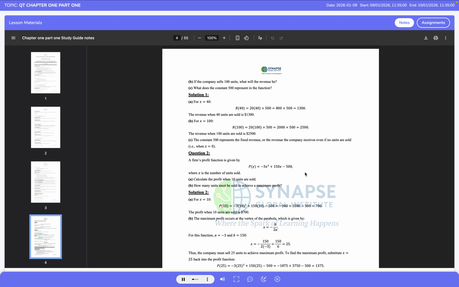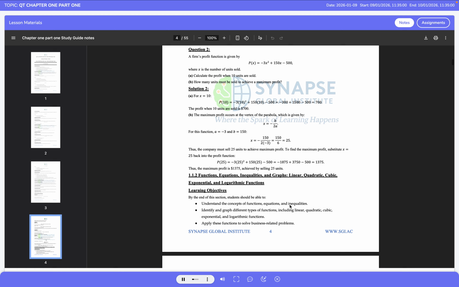In part B, we are asked how many units must be sold to achieve maximum profit. The maximum profit occurs at the vertex of the parabola, which is given by x = -b/2a. For this function, a = -3 and b = 150. Substituting these values, x = -150 / (2 × -3), which simplifies to 150/6, giving 25. Thus, the company must sell 25 units to achieve maximum profit.